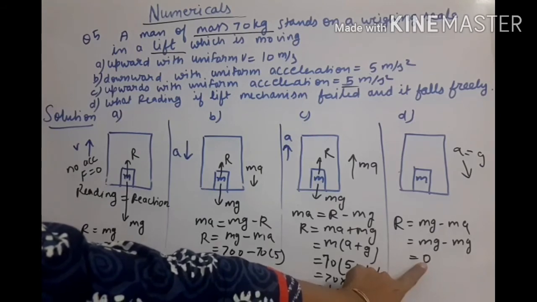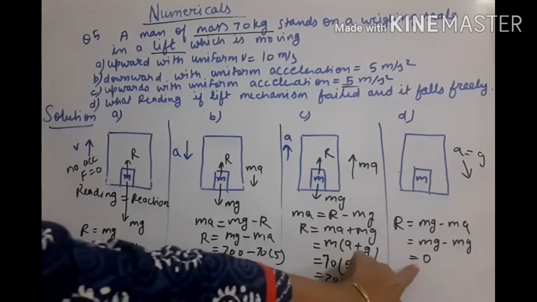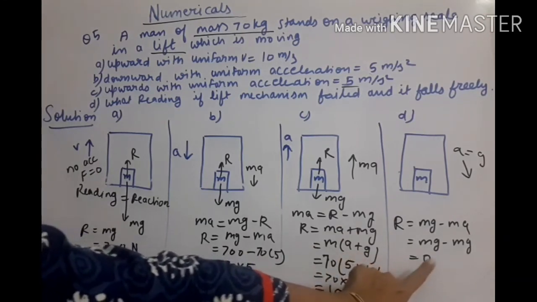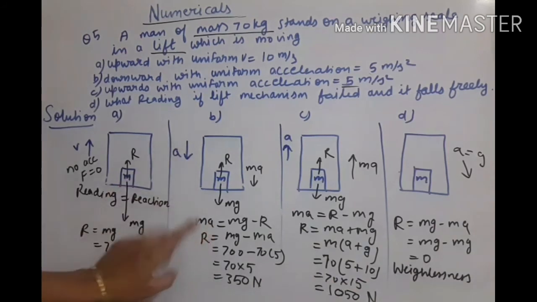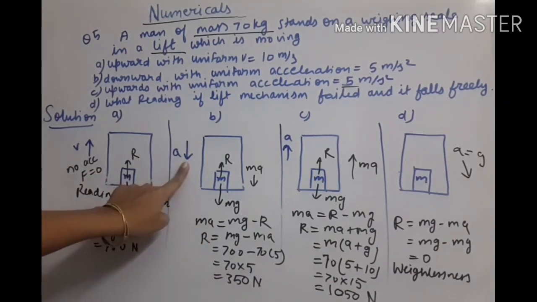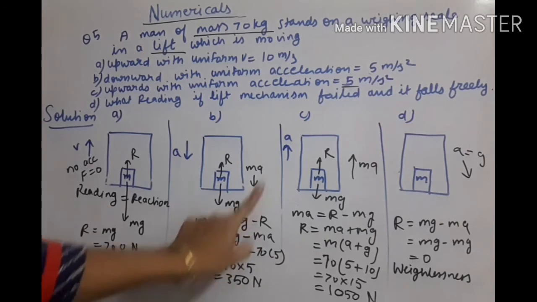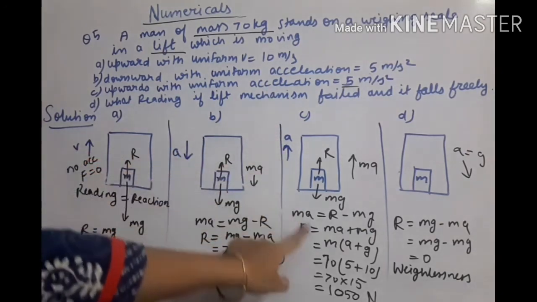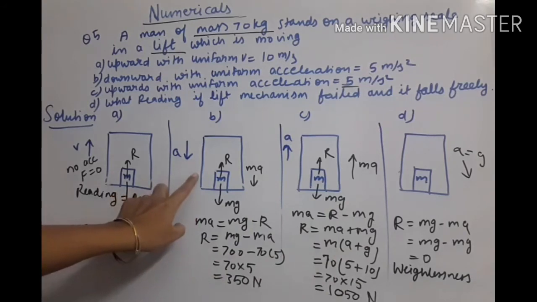Weightlessness condition, because you can see what weight he is feeling. He is not feeling any weight, so he is under the condition of weightlessness. You should remember the direct answers. If the lift is moving downward with some acceleration, then the R formula is mg minus ma, and if it is moving upward, then the formula is mg plus ma. You can remember it this way.